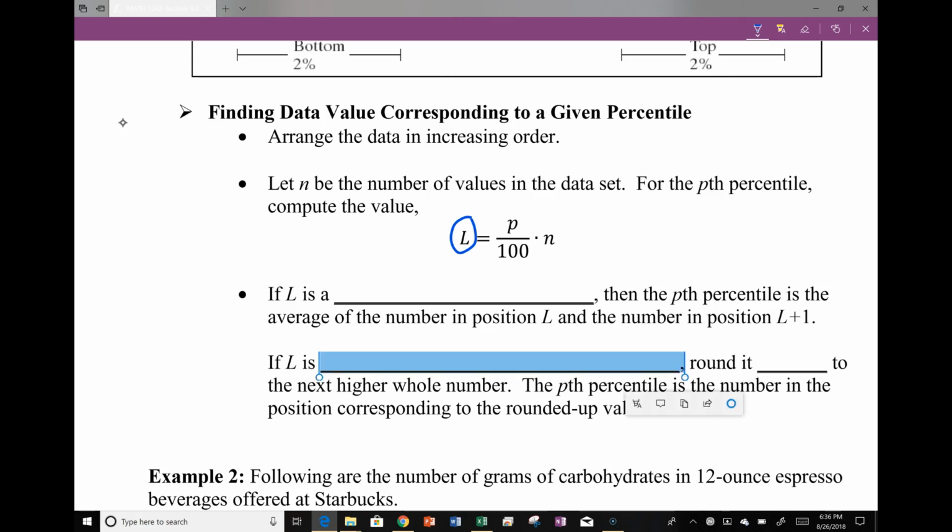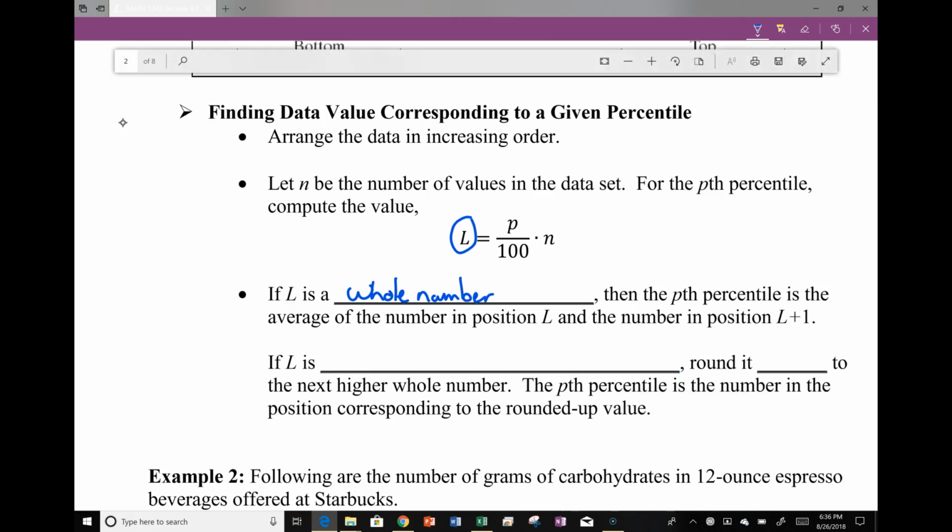If L is a whole number, then we're going to take that position plus the next position, and take their mean. So if it's, let's say, 4, I'm going to take the 4th position and the 5th position, the numbers that are there, and average them.